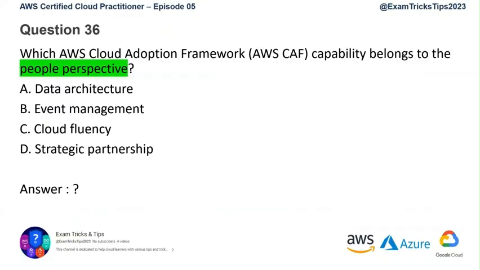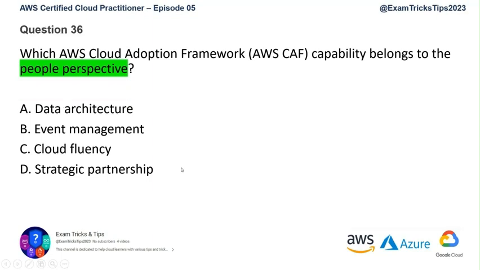Question number 36. Which AWS Cloud Adoption Framework capability belongs to the people perspective? Data architecture, event management, cloud fluency, strategic partnership. You can pause your video, read the question, and mark your own keywords. I hope you have done that.